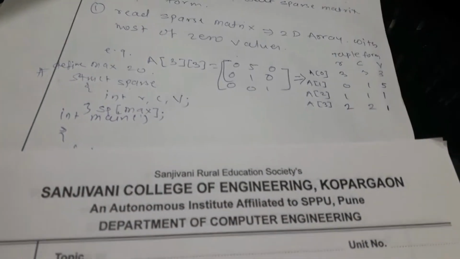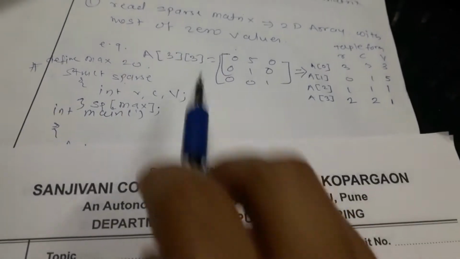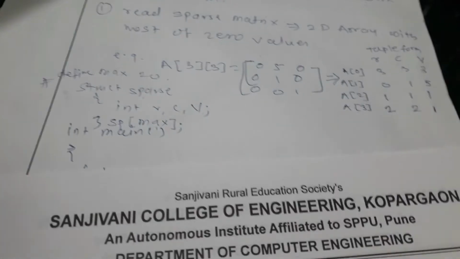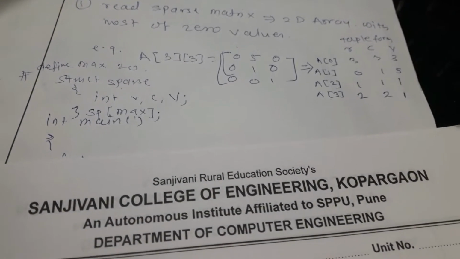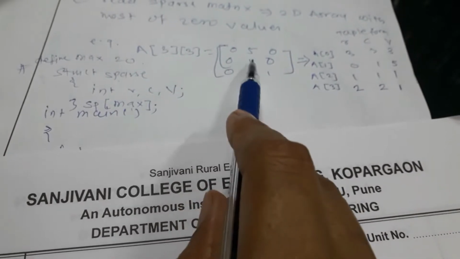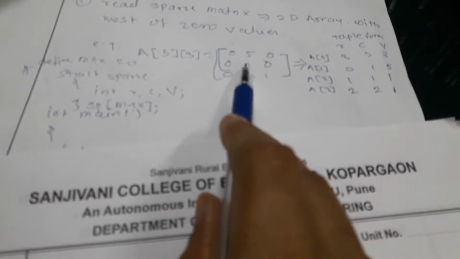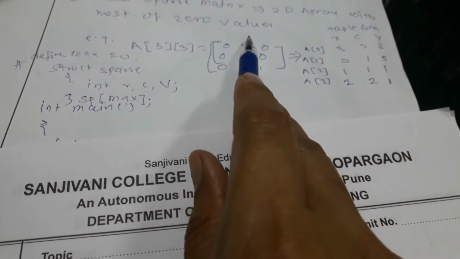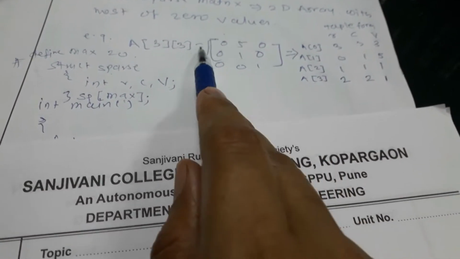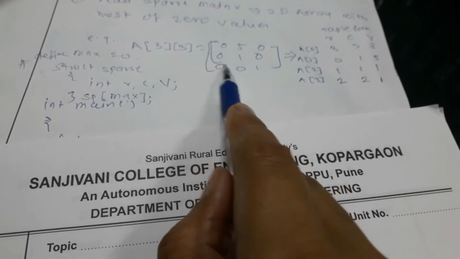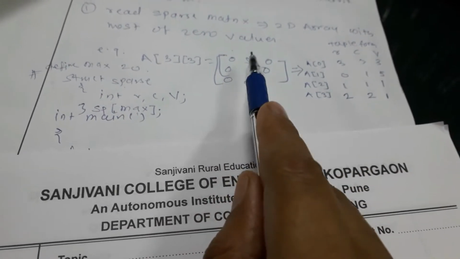Now how to insert these values in tuple form? For that we are taking a for loop, because we have to read the matrix elements one by one, and we have to consider only non-zero values, and for those non-zero values we are taking the row index and column index. Okay, so how to read this matrix? By using two for loops.